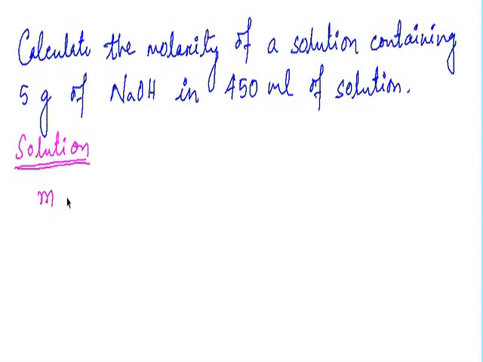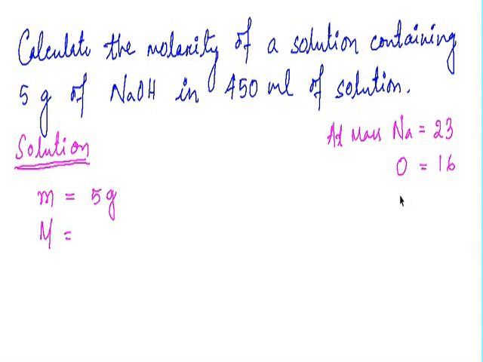We have small m, which is the mass of the solute, that is 5 grams. Now we need the molecular mass or molar mass of sodium hydroxide. Now how do we calculate that? We know the atomic mass of sodium, that is 23, atomic mass of oxygen is 16, and atomic mass of hydrogen is 1. Now if you add all that, you will get 40. So 40 is the molecular mass of sodium hydroxide. So we have it, the gram molecular mass, that is 40. And then we need the volume of the solution or solvent, that is 450 ml.